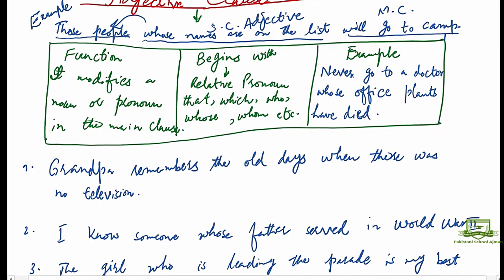Now look at another example. Never go to a doctor whose office plants have died. Now which doctor? Never go to a doctor. This is the main clause. Which doctor? Whose office plants have died. Now this is subordinate clause and this is an adjective clause.